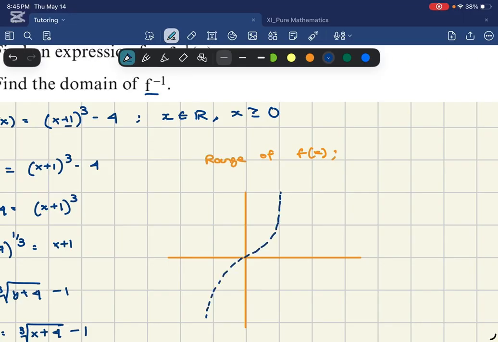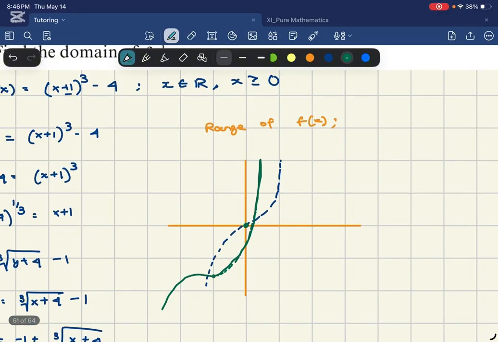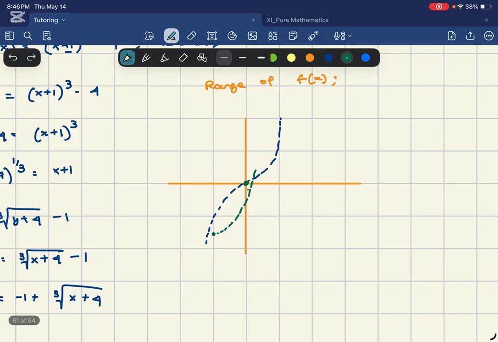This tells me I shifted 1 unit to the left and 4 units down. So I shifted 1 unit to the left. So this point gets shifted 1 unit to the left, 4 units down. So it looks something like the green graph. That's very poor. So my function looks something like the green graph here.